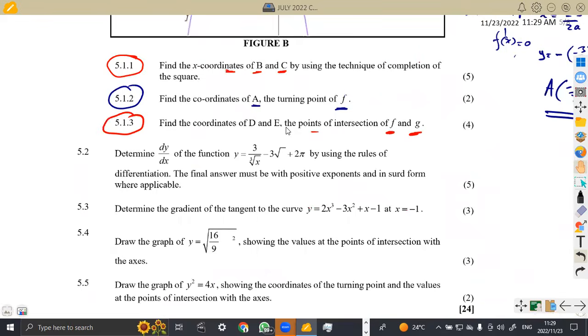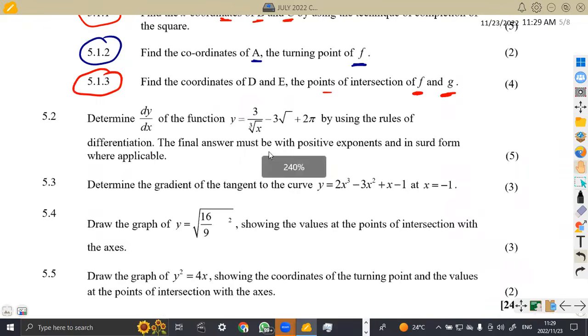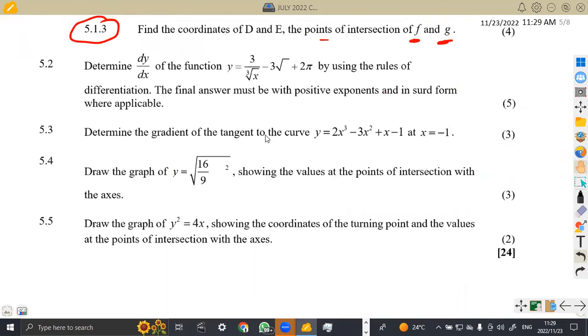Okay, let's see the other part, which is 5.2. We are given to determine dy/dx of the function, that's a function of x, by using the rules of differentiation. The answer must be with positive exponents. Take note, we are given a condition. The answer is supposed to have positive exponents and be in simplified form where applicable.